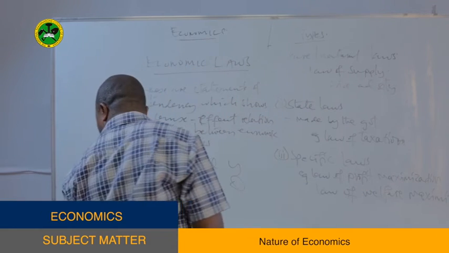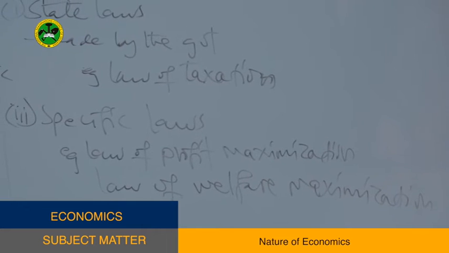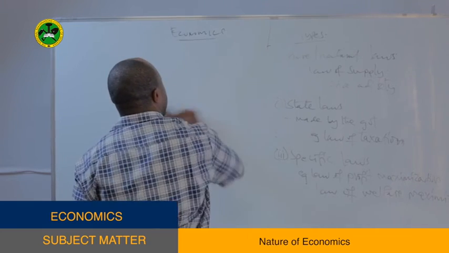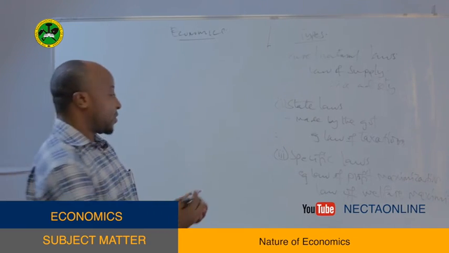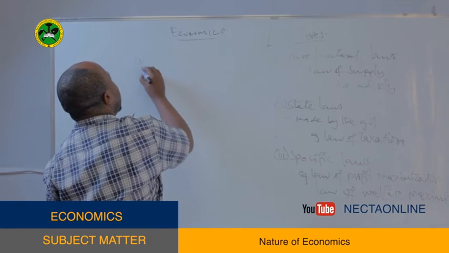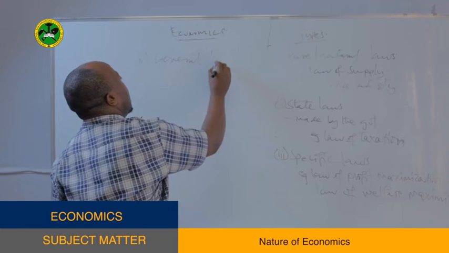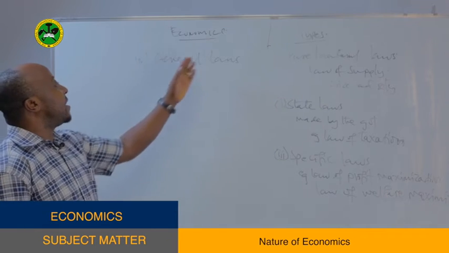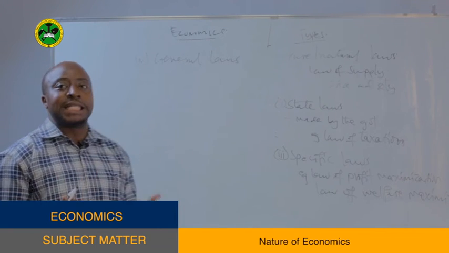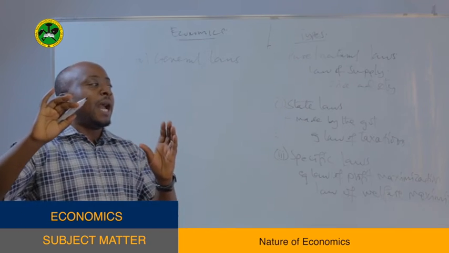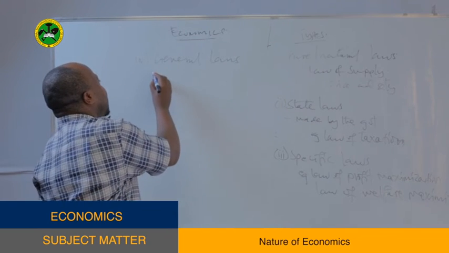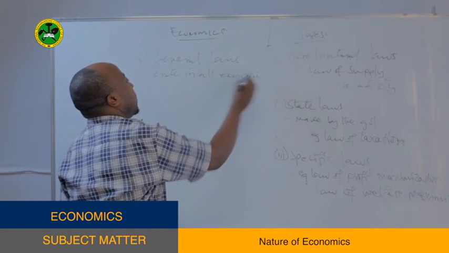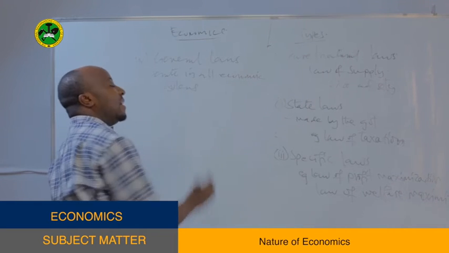Now, the last type of economic law, we have the general laws. General economic laws. That is number 4. General laws are opposite to specific laws. These are laws which operate in all economic systems. We call them general laws.